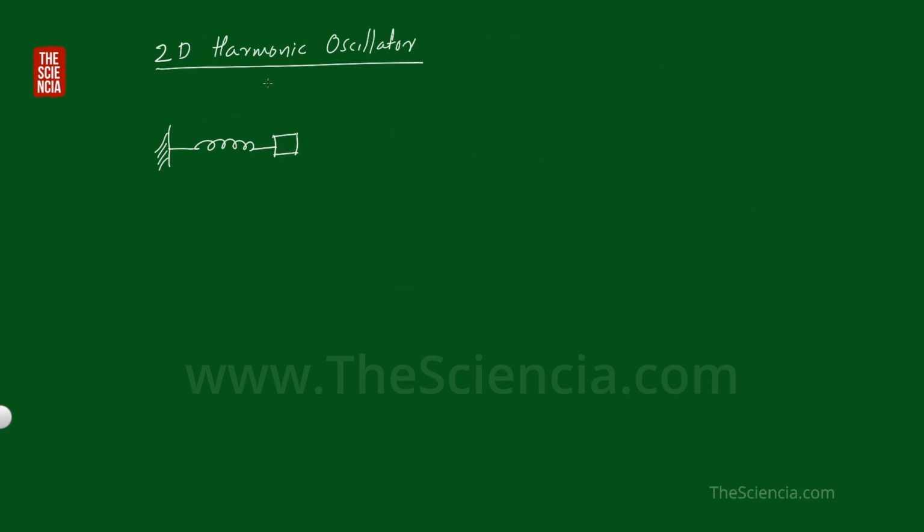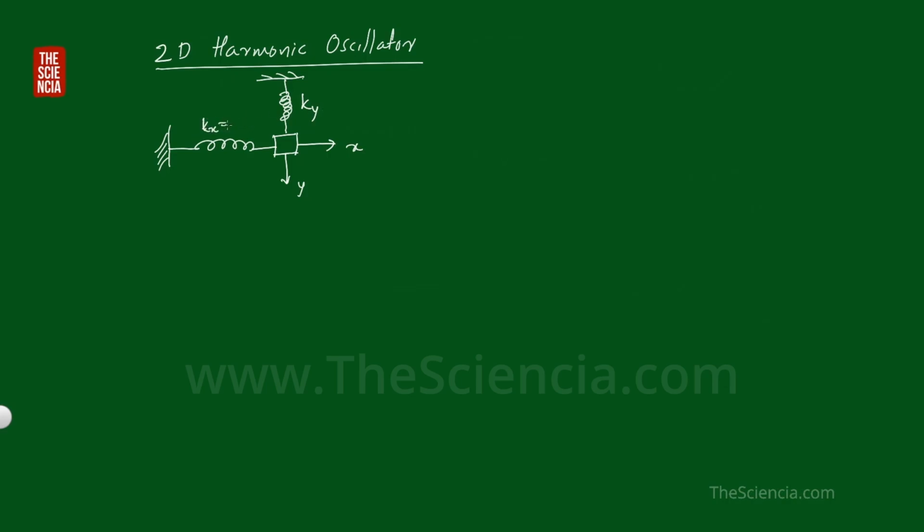Okay, so one more spring I am attaching to this one. So it can oscillate now in two directions. One is the x direction and the y direction also. So there are two directions of oscillation. This spring constant is ky and this one is kx.